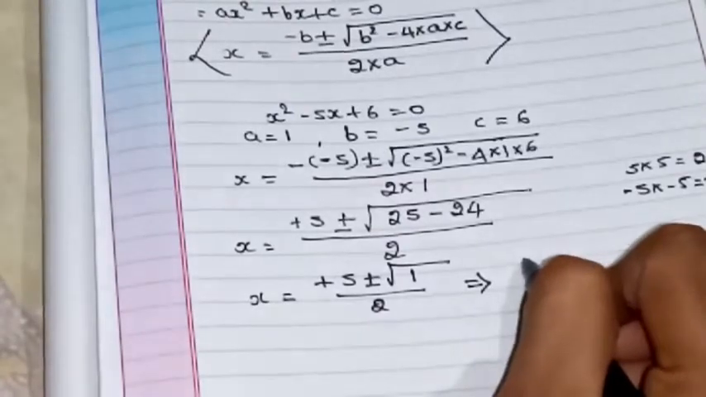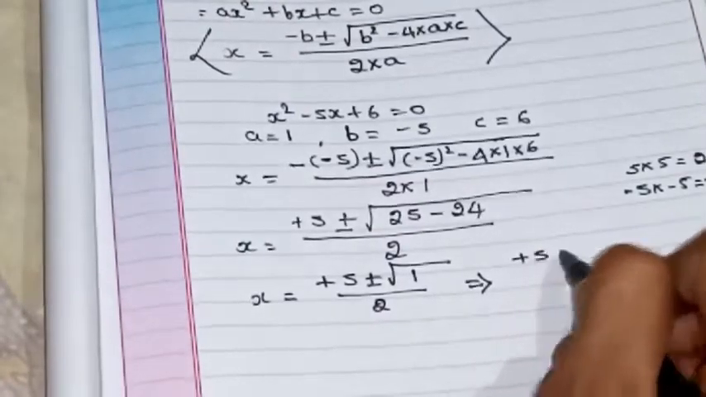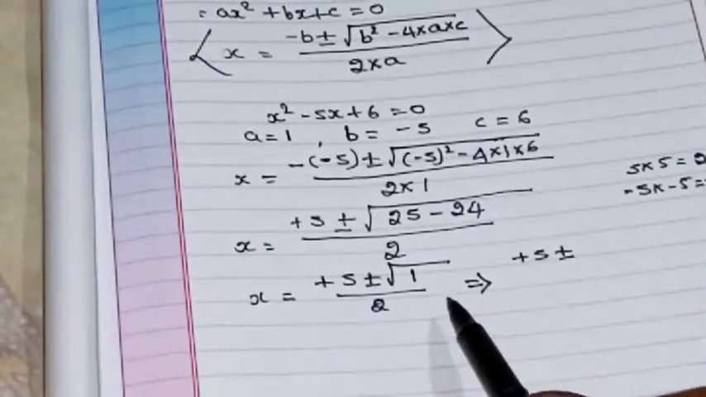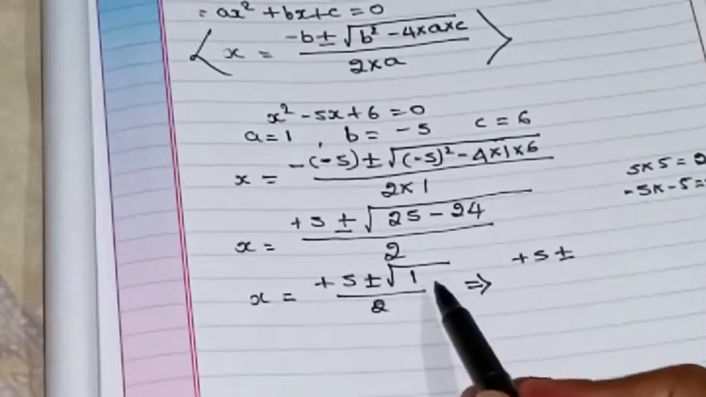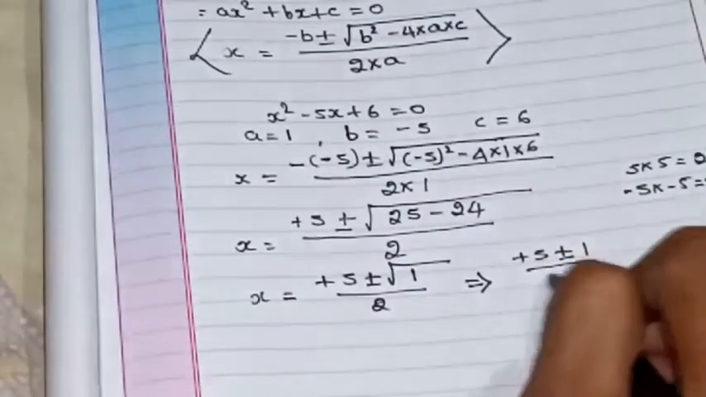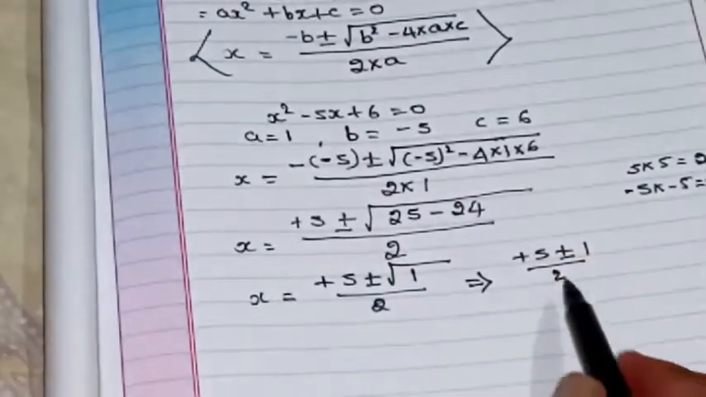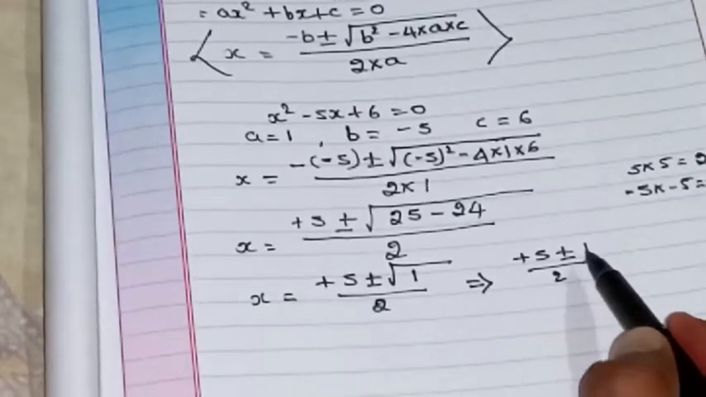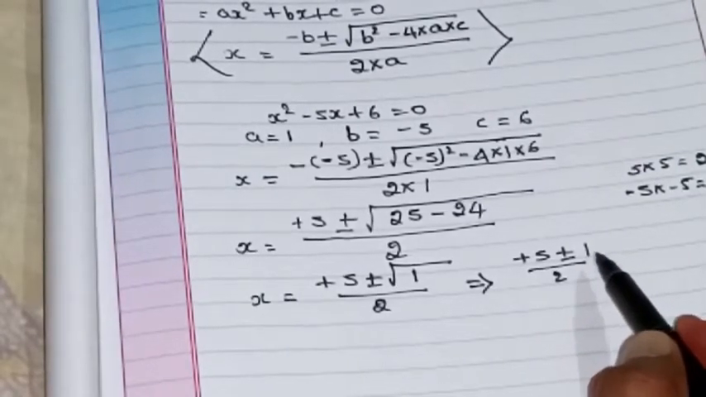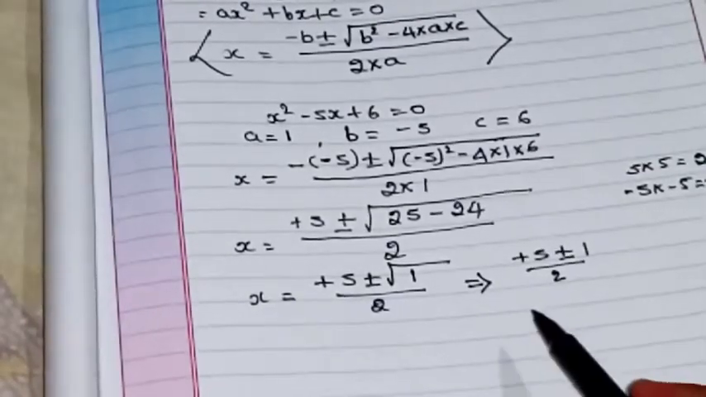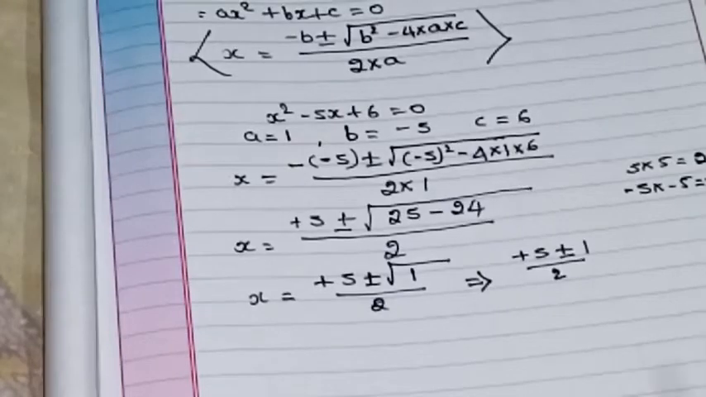Now plus 5 plus or minus, now what is the square root of 1? The square root of 1 is nothing but 1 divided by 2. Now here what is the meaning of this, children? What is the meaning of plus or minus? You are having two values, one is a plus value and the other one is a minus value. Now split the two values, one is the plus value and one is a minus value, and you will get the roots.